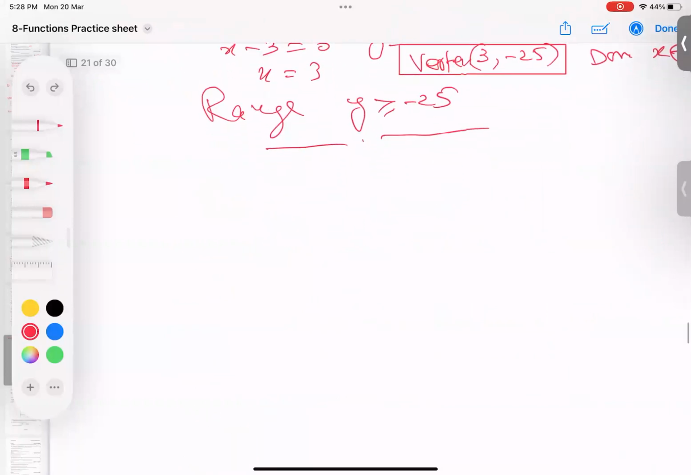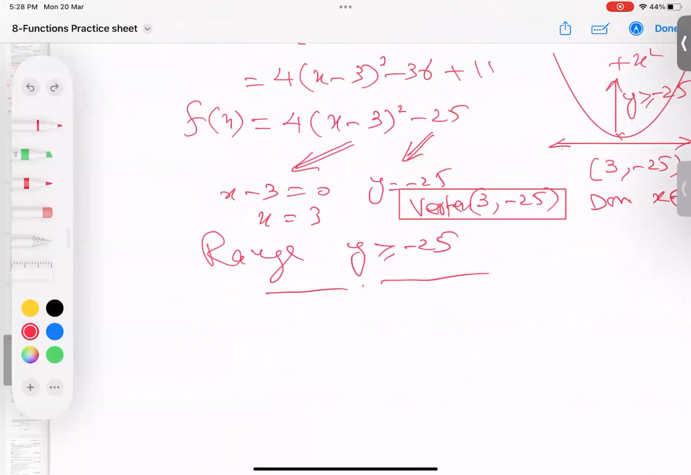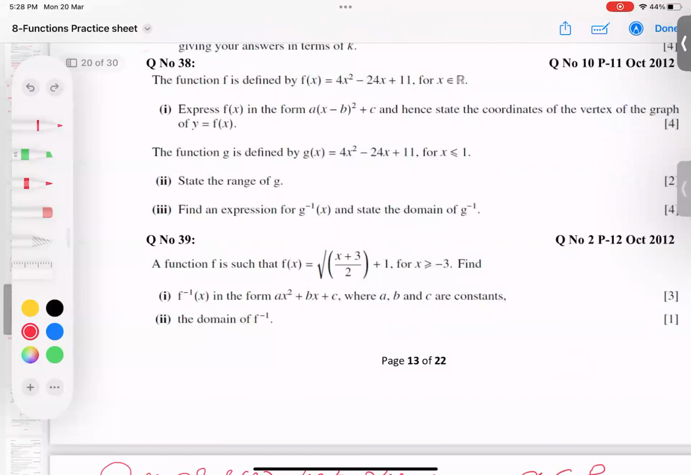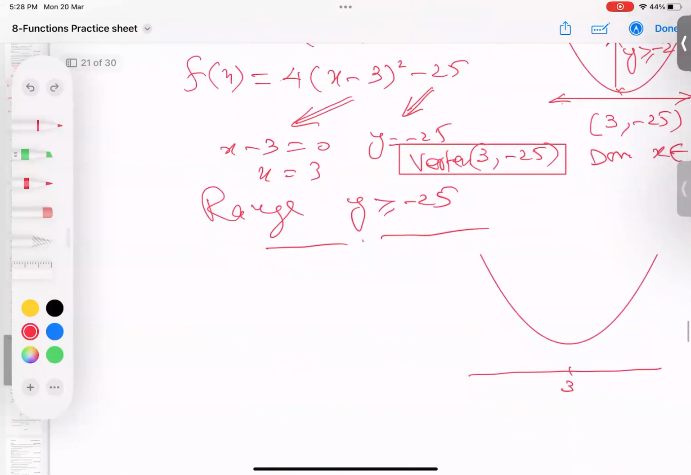Before I start, look here. The turning point is very clear. The graph is this, and the turning point is at 3. You know it very well. But he said, listen students, x is less than 1. So very interesting.